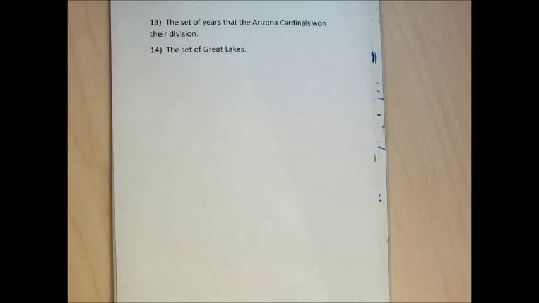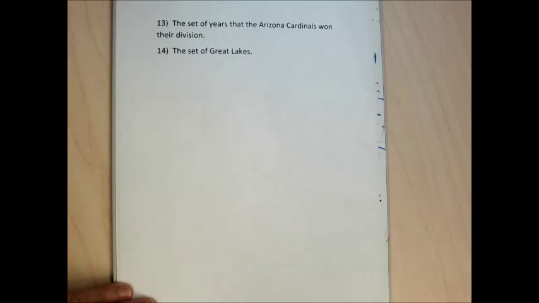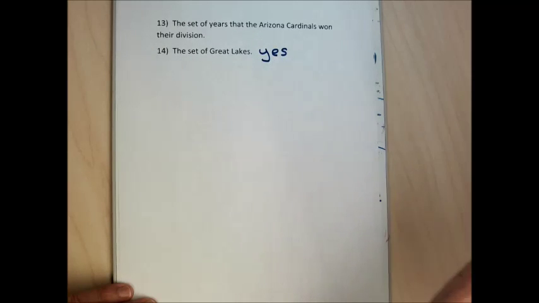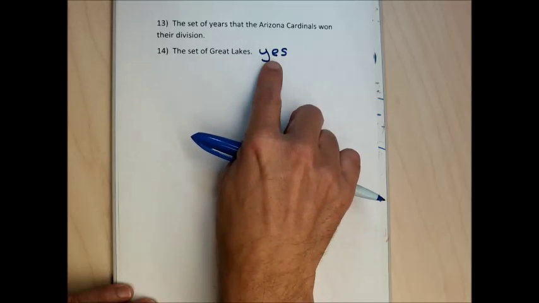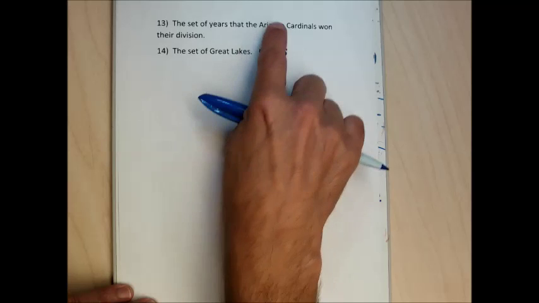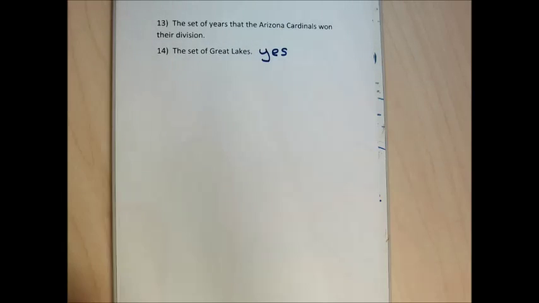I have 13 and 14. 13, the set of years that the Cardinals won their division. 14, the set of Great Lakes. I'm going to say 14 is definitely well defined. Huron, Michigan, Superior, Erie, and Ontario, I think, are the 5 Great Lakes. This is a well-defined set because we know whether a lake's part of the Great Lakes or not. Similarly, you have to decide if the set of years that the Arizona Cardinals have won their division is well-defined or not.